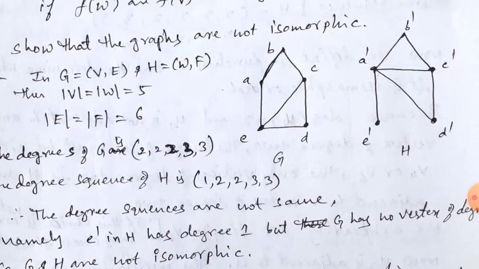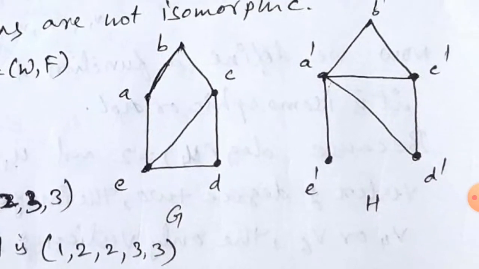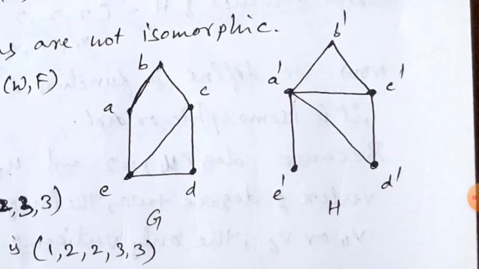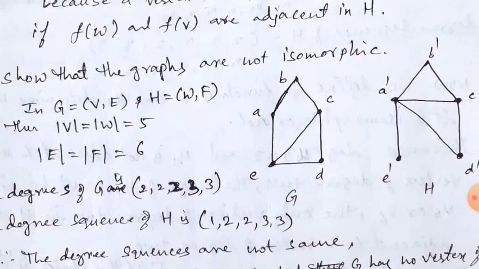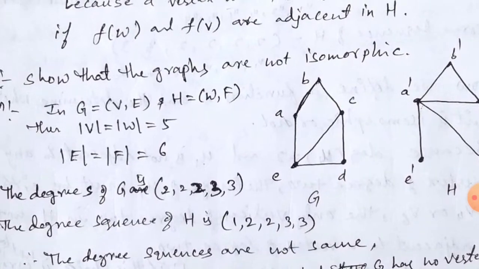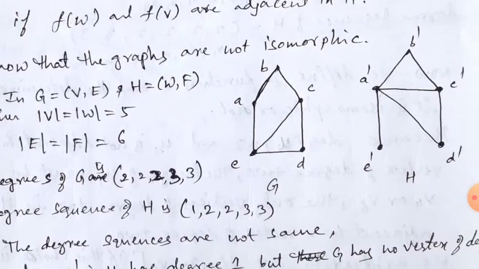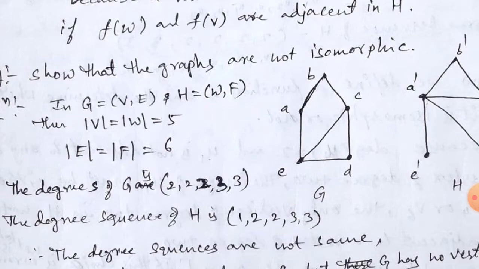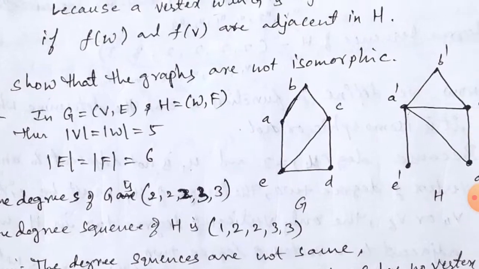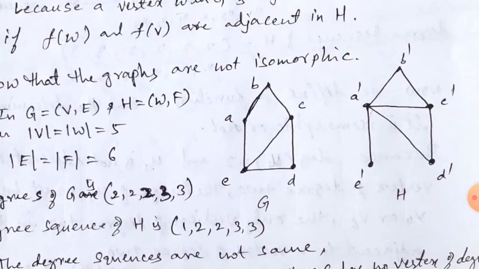Now observe graphs G and H here. In G, the vertices are labeled A, B, C, D, E, and in H, the vertices are labeled A dash, B dash, C dash, D dash, E dash, and of course the edges are there. Let G = (V, E) and H = (W, F). Now |V| and |W|, the number of vertices in G and in H: how many vertices are there? The same, A, B, C, D, E. That means the number of vertices is 5.